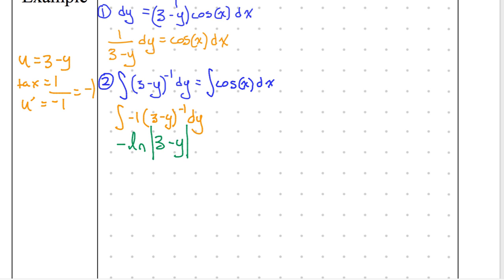Again, the reason that we need absolute value here is because we need to make sure that whatever we're plugging in for natural log is positive. It's possible that I chose 10 for y, which means I'll have 3 minus 10, which is negative 7. Absolute value of negative 7 makes sure that we're in the domain of natural log. If I plug in negative 7 in natural log, you'll get an error on your computer or on your calculator, whatever you're using.